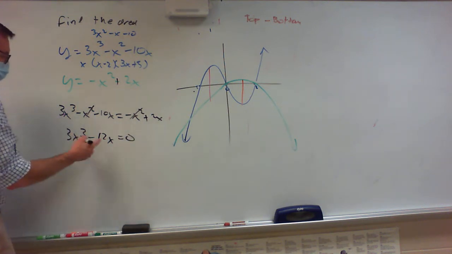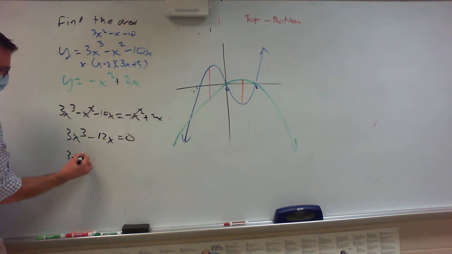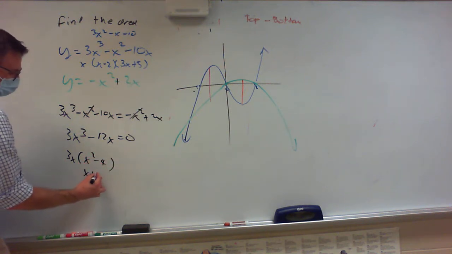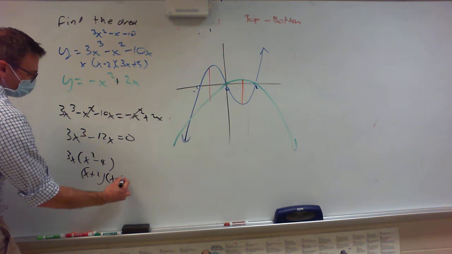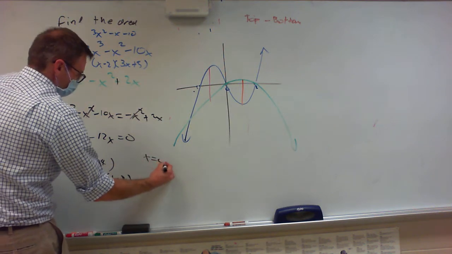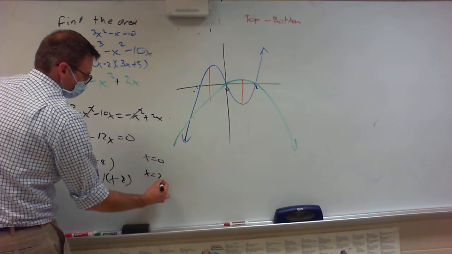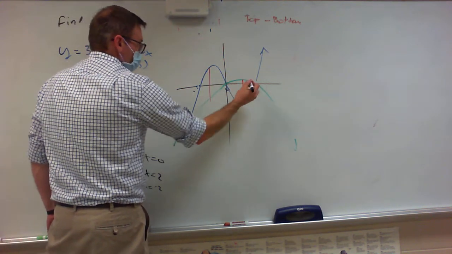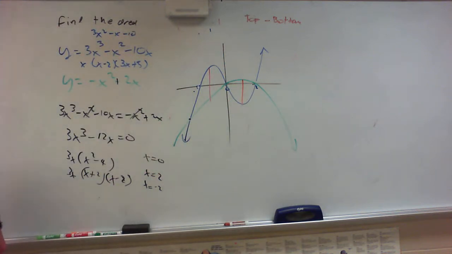Set that equal to 0. I'm going to factor out a 3x. So that gives me x squared minus 4, x plus 2, x minus 2. And so I end up with x is 0, and x is equal to 2, and x is equal to negative 2. And so there's the 0, there's the 2, there's the negative 2.